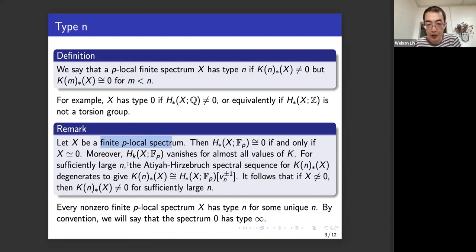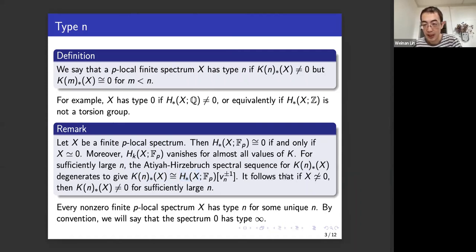And then for sufficiently large n, the Atiyah-Hirzebruch spectral sequence for the K_n homology degenerates for degree reasons. I mean, kind of horizontally. If n is very large, then for degree reasons there is no non-trivial differential. And then it's easy to compute that when n is big, it must be the homology of X tensored with F_p[v_n^{±1}].